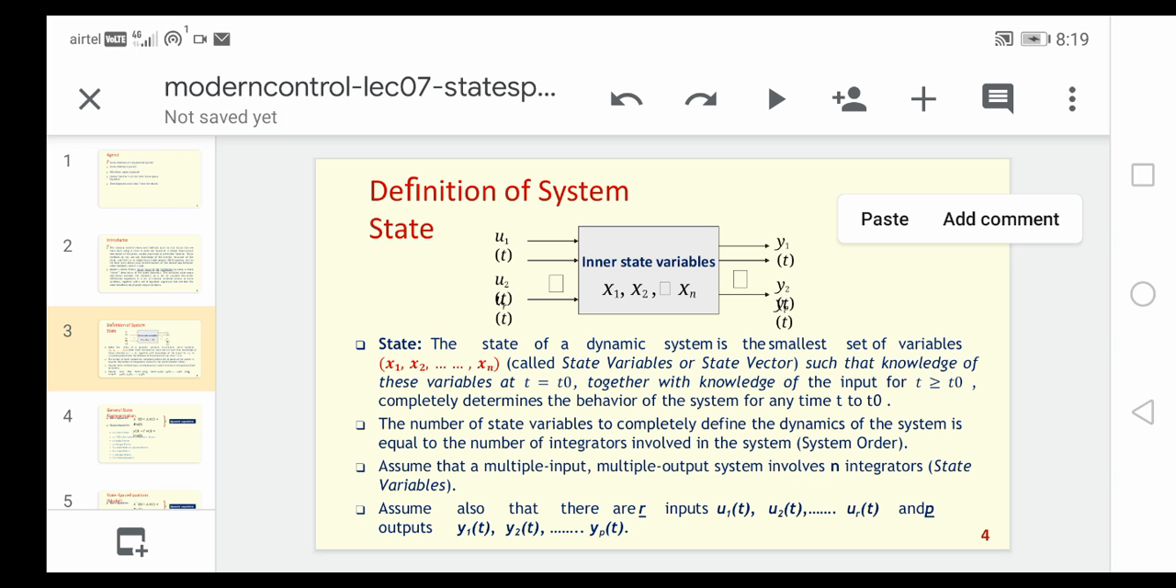In this particular system we have multiple inputs and multiple outputs, involving n state variables. That's why I am representing x1, x2 and so on up to xn. Those are the state variables. For inputs, we have a number of inputs u1 of t, u2 of t and so on up to ur of t. Whenever we have multiple inputs, we automatically get multiple outputs, that is y1 of t, y2 of t and so on up to yp of t.